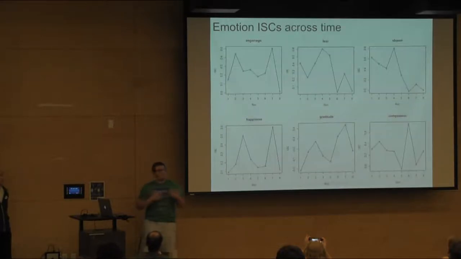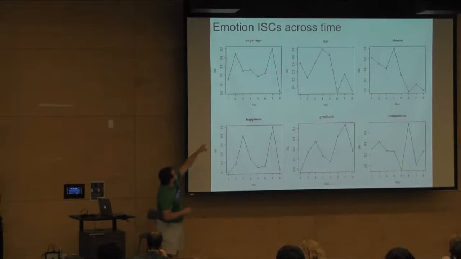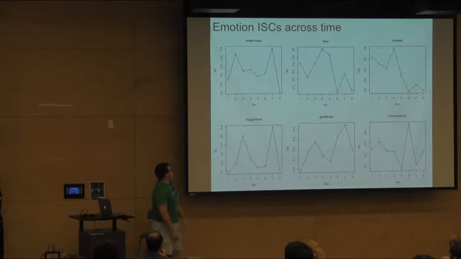Now I wanted to look at how this changes across time. Certain emotions show a downward trend in terms of their ISC, like shame, and some, like gratitude, show a general upward trend. Some of them are kind of opposite. I find it interesting how anger is followed by a spike in happiness, and this happens both in the beginning and the end of the task.